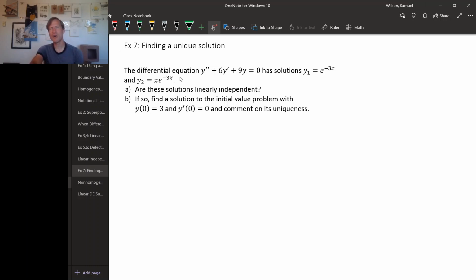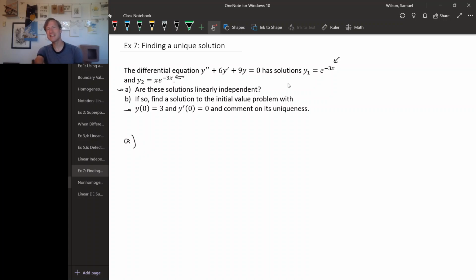So for now, it's going to be my secret how I came up with these solutions. We will discuss that later. But for now, let's just answer these questions. Are these solutions linearly independent? And if so, let's find the solution that satisfies this initial value problem and comment on the uniqueness of the solutions. So let's look at part A. Are these solutions linearly independent?